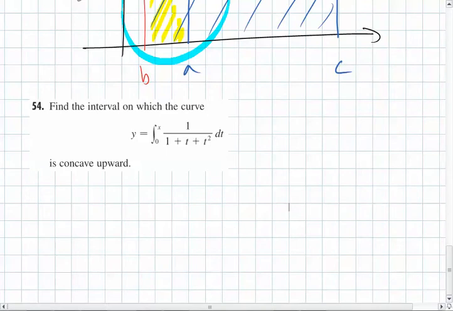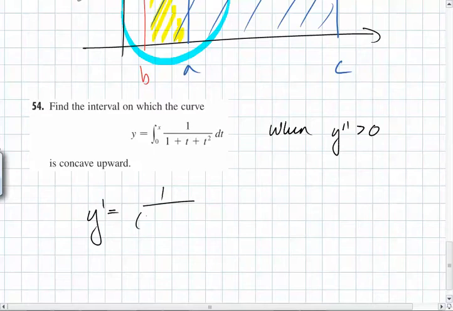Asking, find the interval in which the curve y is concave up. When is y concave up? When what is true? You said it. So we want to know when y double prime is what? Positive, right? So can someone just tell me, what is y prime? 1 over x plus, which is the same thing as 1 plus x plus to the what?